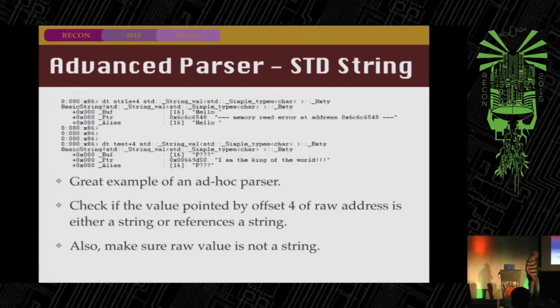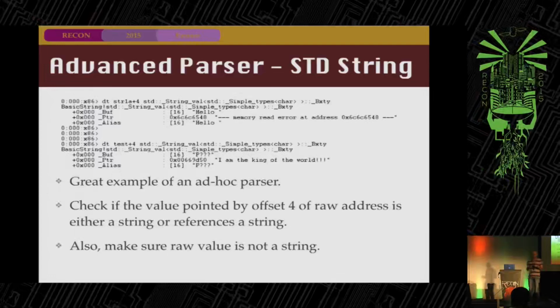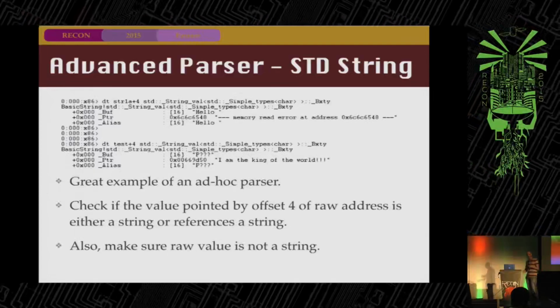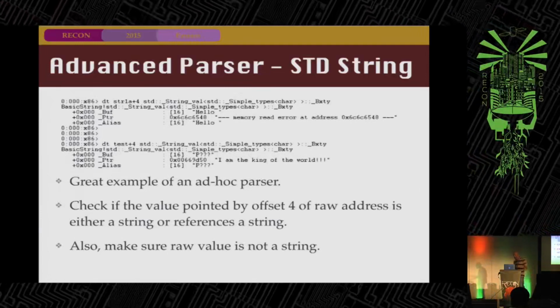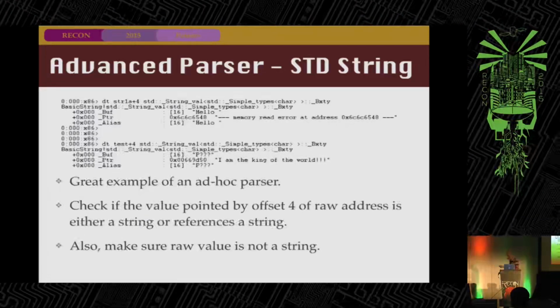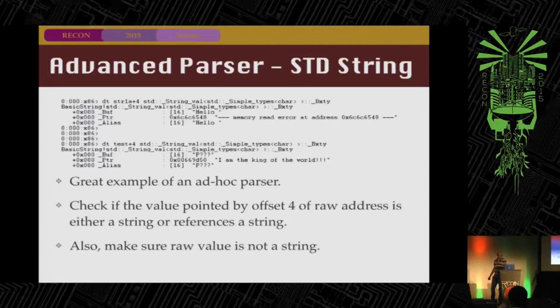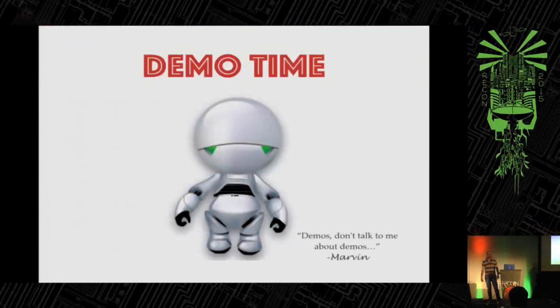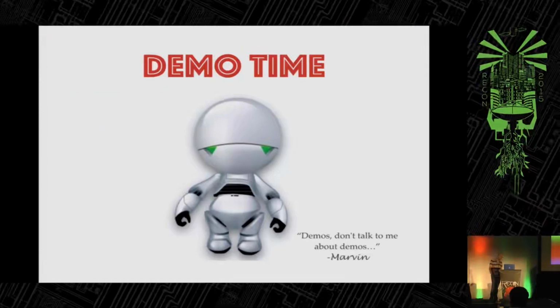One more thing to note is that if offset 4 is a string, then we might also want to check that offset 0 is not a string, since we're just looking at the substring there. But if we just implement this logic, then we have a parser for basic strings, and all of a sudden we can see all runtime executed basic strings.